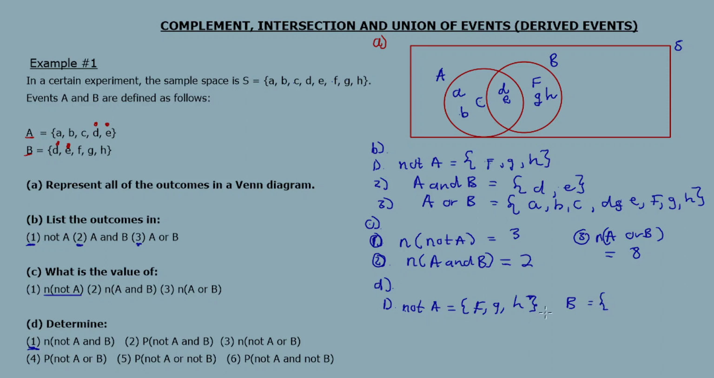I'm just listing out all the outcomes in not A and then B: D and E. Everything in B is listed here. Then we look at where the two intersect: F with F, G with G, H with H. That's why it's found here. I was just listing them so that you understand. So the number of outcomes in not A and B is equal to 3. The answer should be 3.